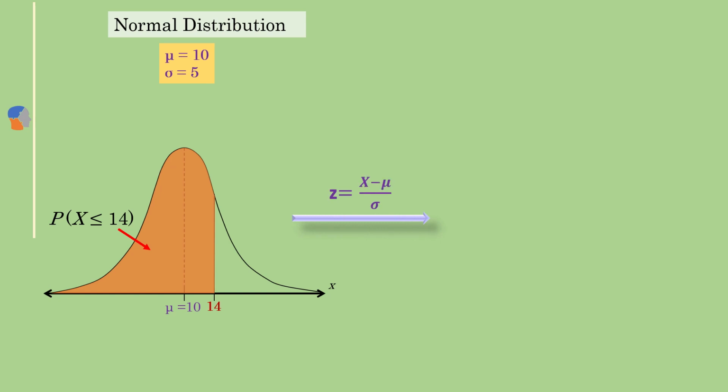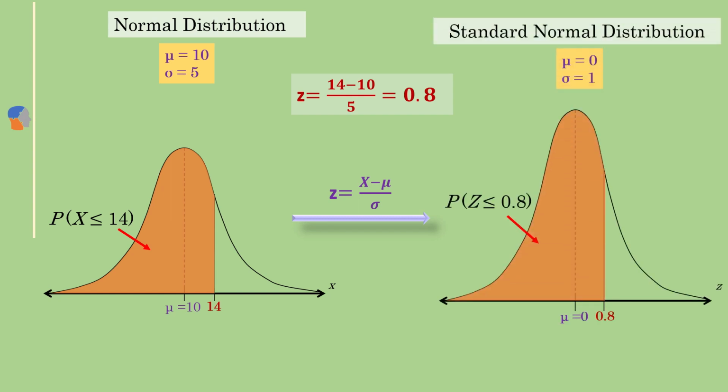We know the z formula and here x is 14 and find the z value. It is 0.8. So corresponding z value is 0.8. So this is the standard normal distribution. Then you see the area under the curve and left of 14 is the same as that left of 0.8. That means probability of x less than equal 14 and the probability of z less than equal 0.8 are the same. Right. Now what is the next step?